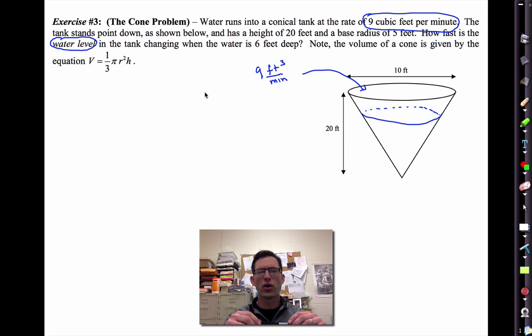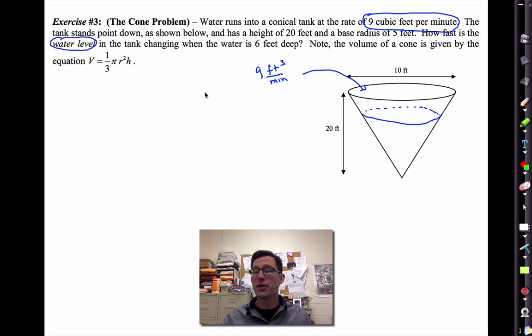What does that mean, the water level? It means the height of the water, or the depth of the water. Now, this is the most confusing thing about cone problems, so I'm going to explain it right now, and I want you to keep your eye on this throughout the entire problem. There's actually two cones in this problem. There's the big cone that is holding the water, and that's a static cone, that's 20 feet high and 10 feet in diameter. And then you've got the cone of water that's actually changing inside.